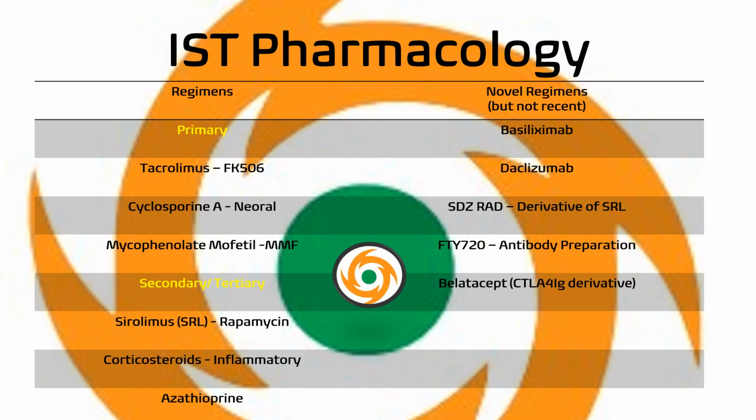And then there are novel regimens, though not recent pharmacotherapeutics, such as the monoclonal antibodies basiliximab and daclizumab, and SDZ RAD or RAD, which is a derivative of sirolimus, or SRL. There's also FTY720, which is an antibody preparation, and there's belatacept, which is a derivative of CTLA-4 Ig, part of a pathway in the way belatacept functions.